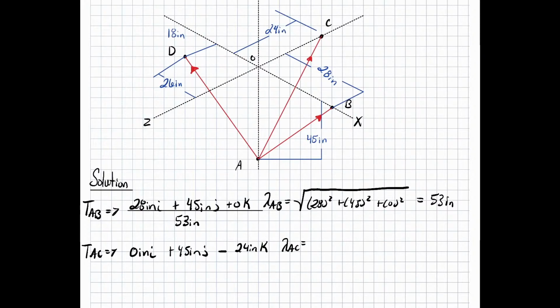Lambda AC is equal to, again, the sum of squares. We have 0 squared plus 45 squared plus, I'm going to put negative 24 in here, but it's going to come out positive regardless. So doing that, we get 51 inches. So all this is going to be divided by 51 inches.